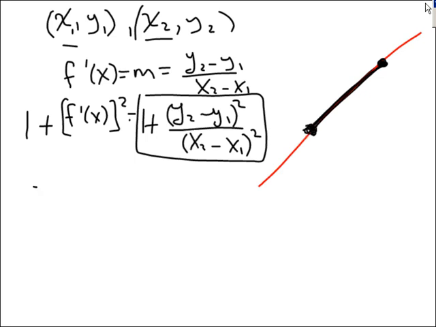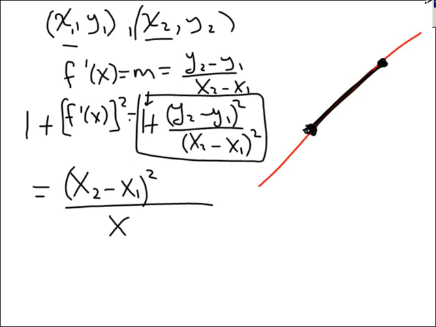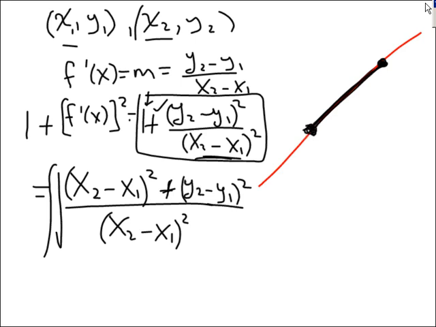So let us get a common denominator. How about writing the 1 as (x2 minus x1) squared over (x2 minus x1) squared, plus, well, the second fraction has the same denominator, (x2 minus x1) squared. Let's use that fact: (y2 minus y1) squared. Okay, so that's 1 plus f prime squared. Now we want to integrate the square root of that times dx.